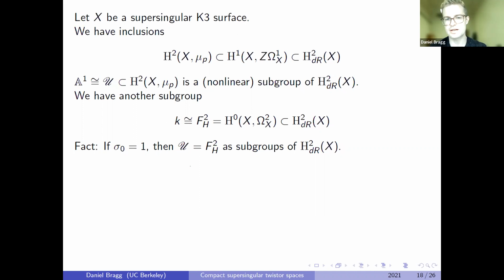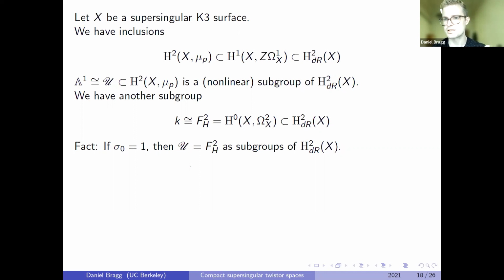For some supersingular K3 surfaces, sigma naught is equal to 1, and that turns out to be equivalent to these two subgroups being equal. Why I'm bringing this up is because in this situation, giving a class in the connected component of H2 of X mu P is the same thing as giving a class in F2 of H. In other words, a symplectic form on a supersingular K3 surface.